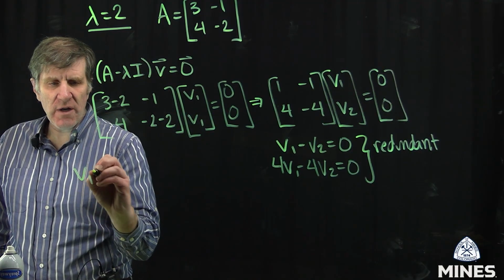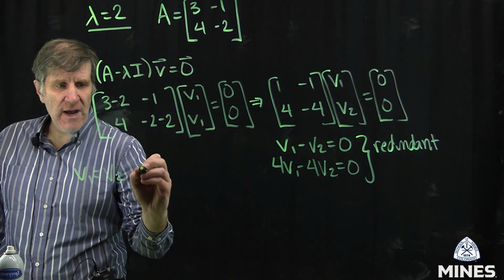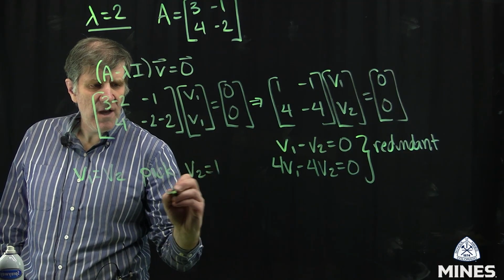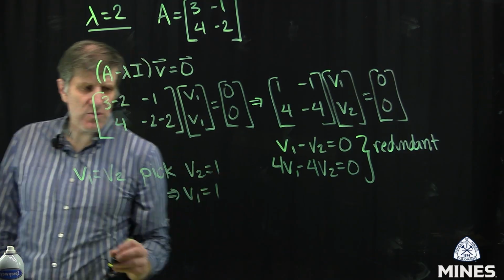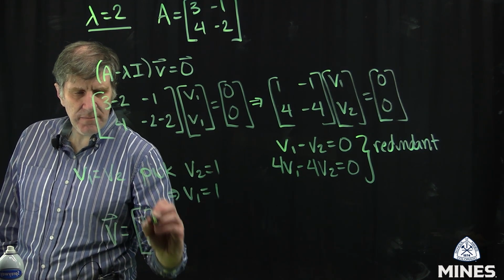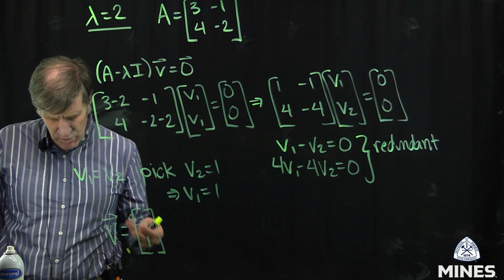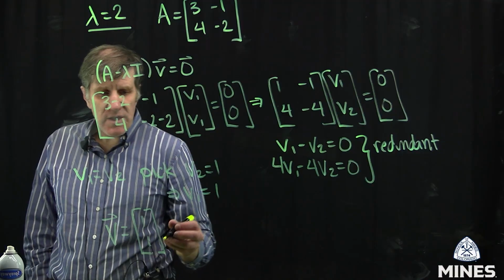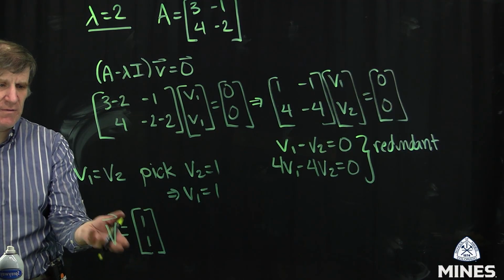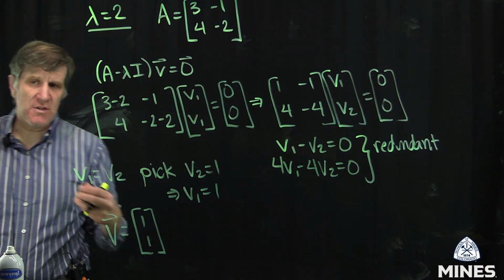So we'll take it. We have v1 equals v2 from this first equation, and I can now just pick a value. I'm going to pick v2 equals 1. That means v1 also equals 1. So my eigenvector is 1, 1. It's the vector 1, 1. This could be 2, 2, or negative 1/5, negative 1/5, or 100, 100. As long as v2 and v1 are the same, we satisfy this equation.